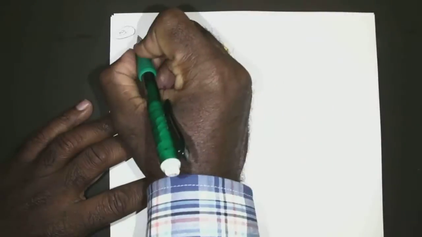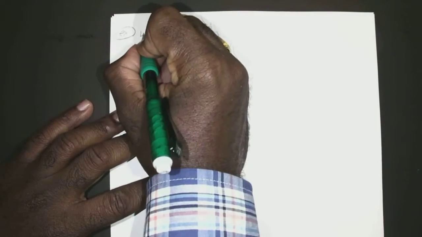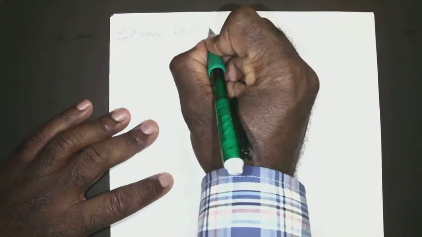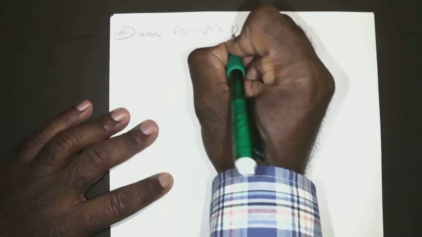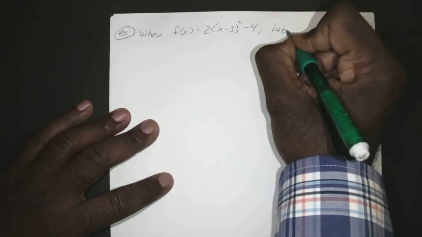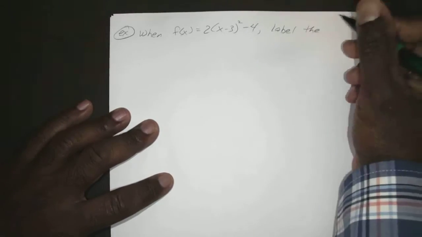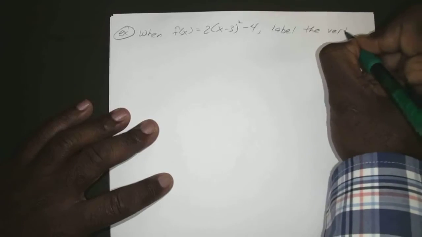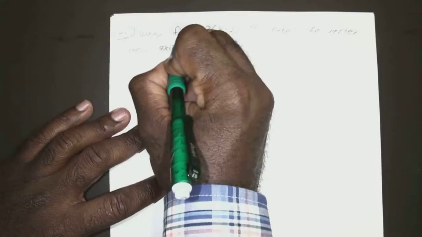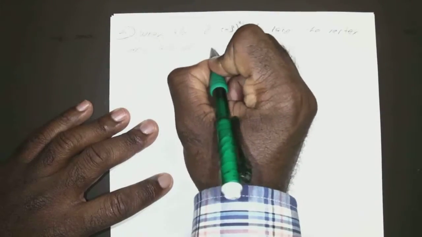Okay, so let's say f of x is equal to 2 times x minus 3 squared minus 4. Label the vertex and axis of symmetry.